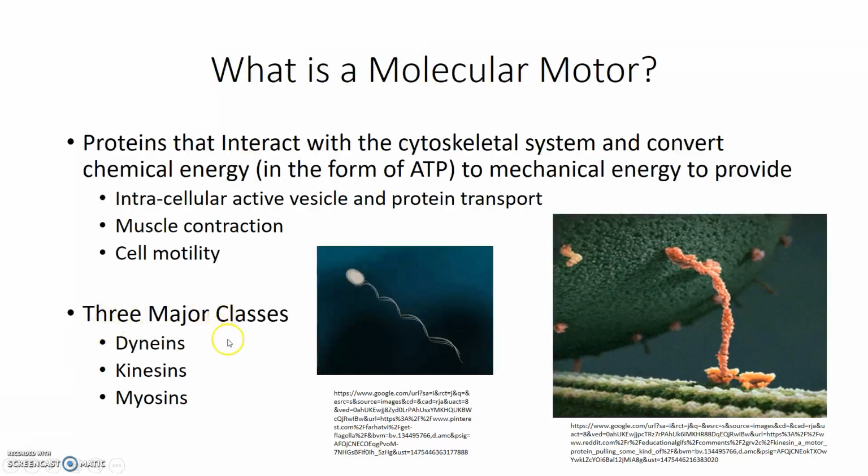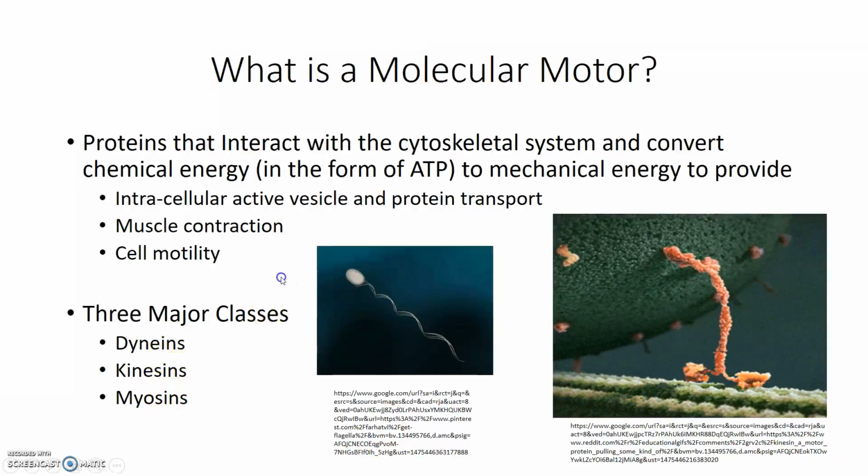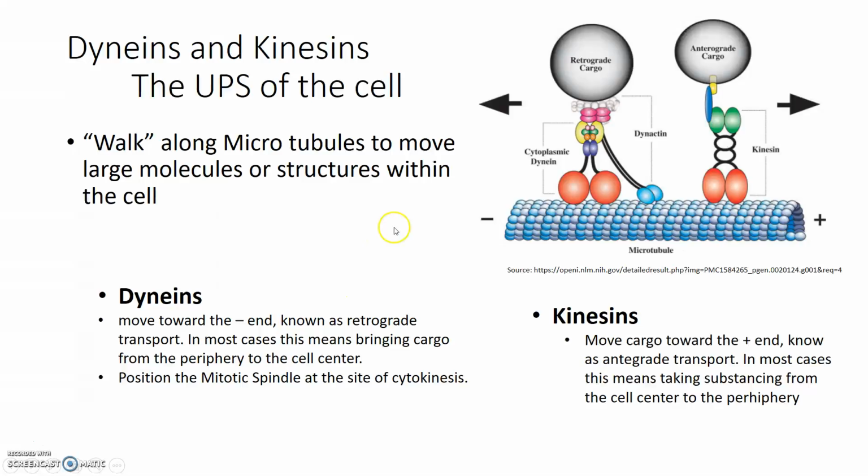So there are three major classes of these motor proteins. We've got the dyneins, the kinesins, and the myosins. Kinesins and dyneins walk along microtubules and carry cargo. If you think of the endoplasmic reticulum as the factory floor and the Golgi apparatus as the Amazon, then these two proteins are the UPS of the cell.